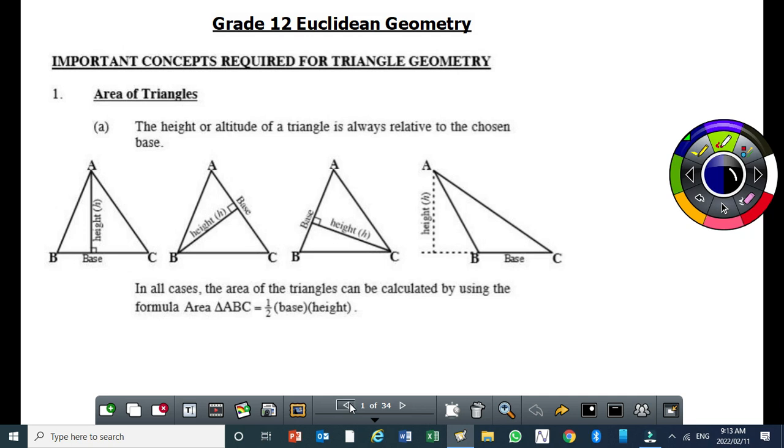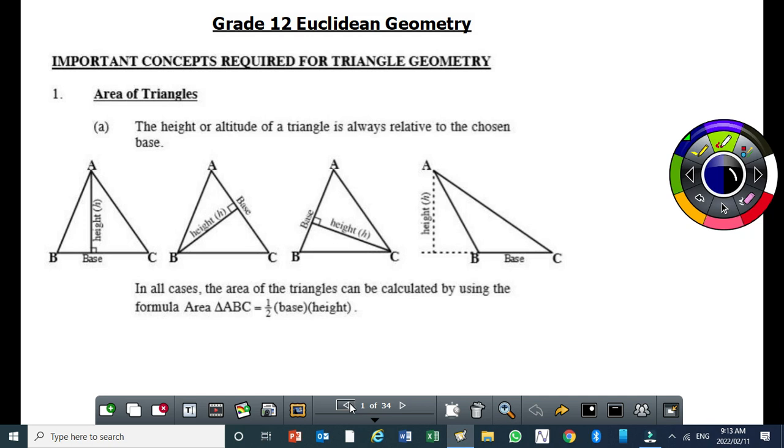Now, the first concept that you need to know is that the height or the altitude of a triangle is always chosen relative to a specific base. So if you want to calculate the area of a triangle, the first thing that you choose is the base of that triangle. You don't start with the height. Start with the base first, then from the base, you can then determine your height. And the height is also called the altitude.